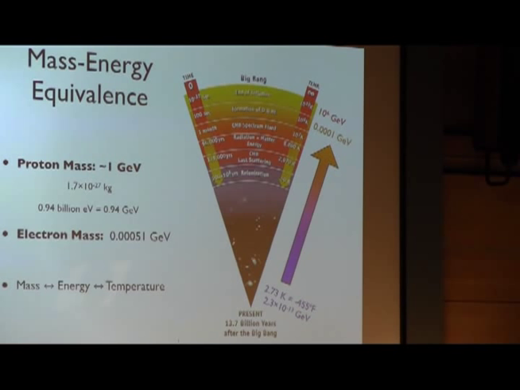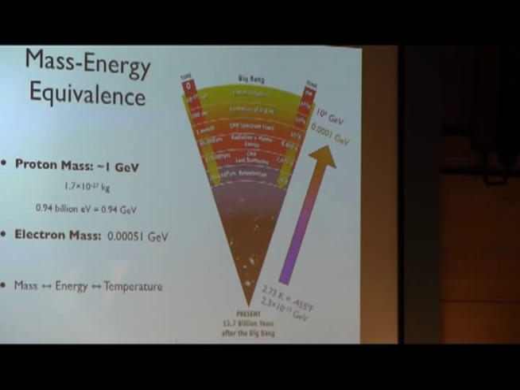If we go back into the very early universe, though, we get to GeV-sized energies. So one thing that people often talk about is that particle colliders are looking back into the early universe. If we can understand the physics of what happens at 1 GeV, that's like understanding the physics of the universe when the universe was just a tiny fraction of a second old.